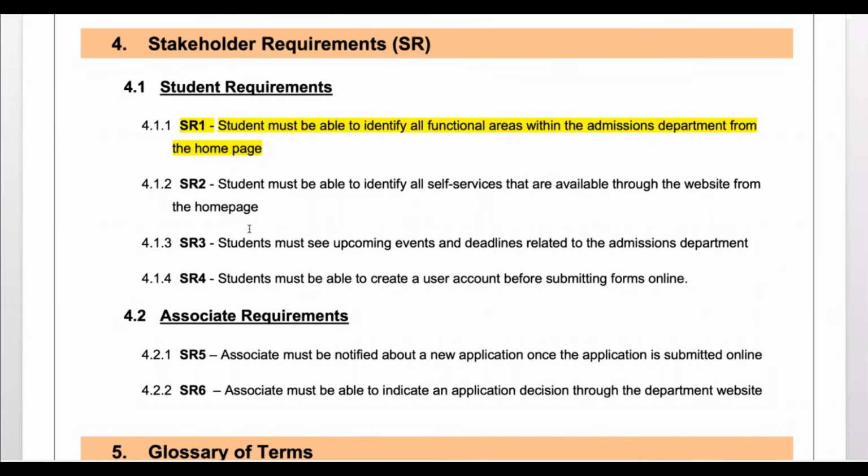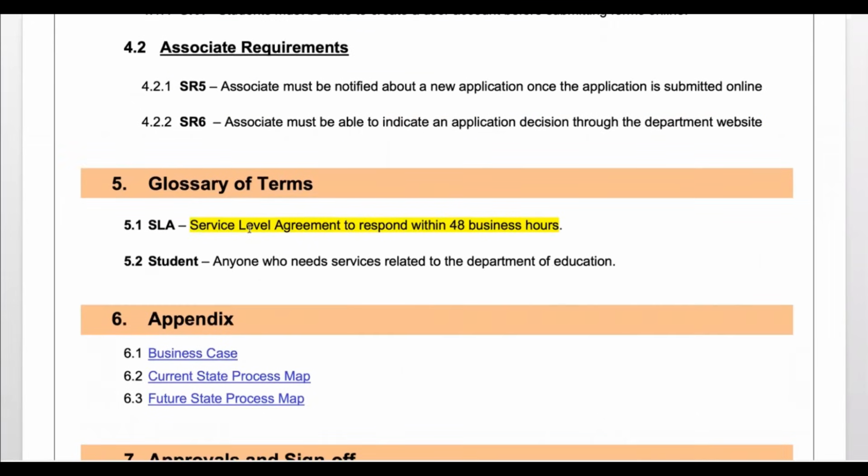Also, in this example, we can assume that this is a waterfall project, but if your organization is using Agile or a hybrid model, this section could also be a list of high-level user stories instead. Next is our glossary of terms. As you can see, I've defined SLA, which is a service level agreement, to respond within 48 hours. This term was used in our problem statement.